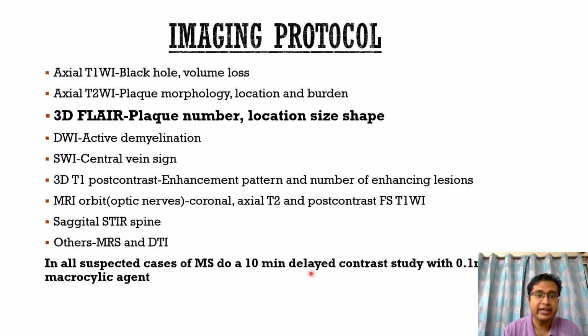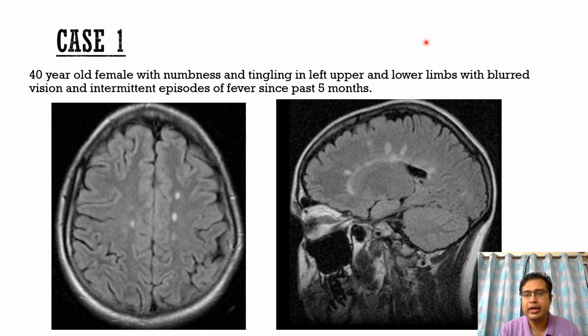So this was the entire protocol, which will become clear later in the video as we go into each and every single demyelinating disorder. So now coming to the first demyelinating disorder, I'll be discussing them in the form of cases. Here we have a 40-year-old female who presented with numbness and tingling of the left upper and lower limbs with blurred vision and intermittent episodes of fever for the past 5 months. And this is the MRI picture.